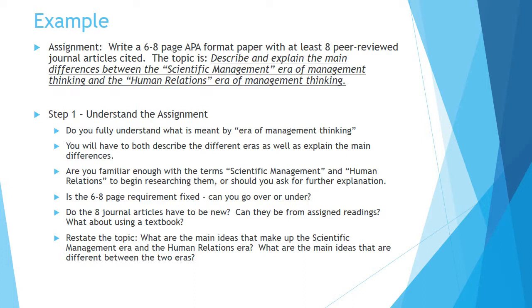And so here the example assignment is to write a 6 to 8 page APA format paper. You need to have at least 8 peer-reviewed journal articles cited in the paper, and the topic for the paper is describe and explain the main differences between the scientific management era of management thinking and the human relations era of management thinking. Okay, so a lot of people just jump in and say, okay, I can start writing, I know all about that. But you don't know all about that.